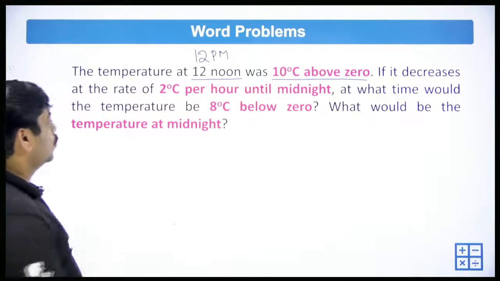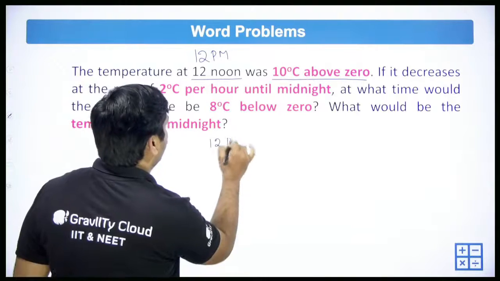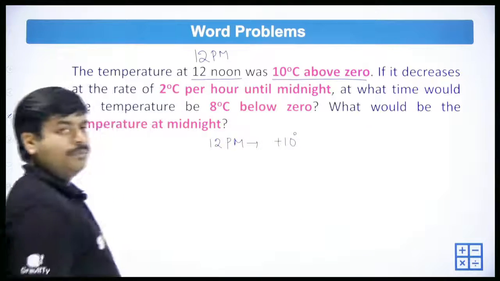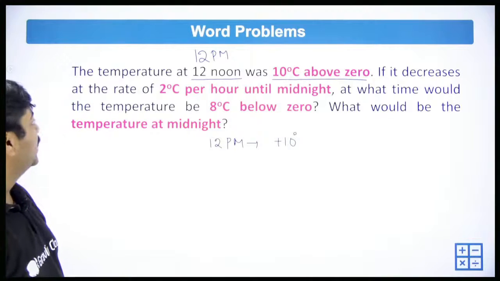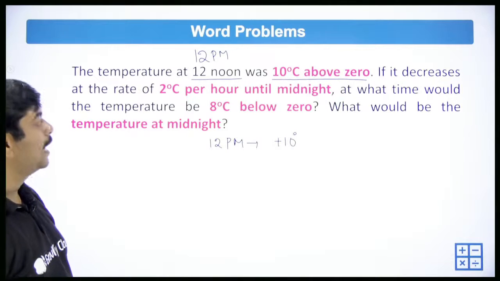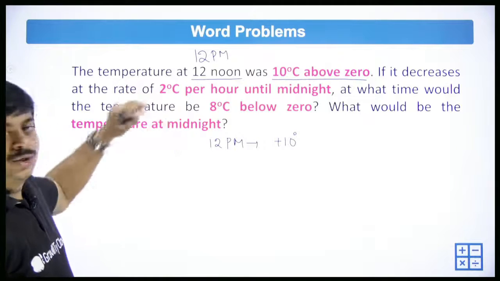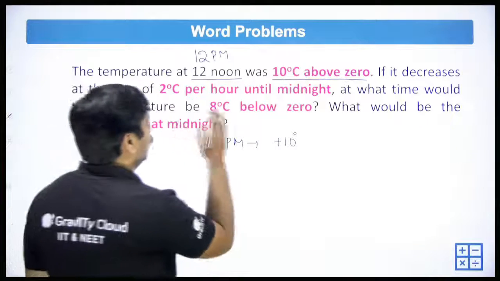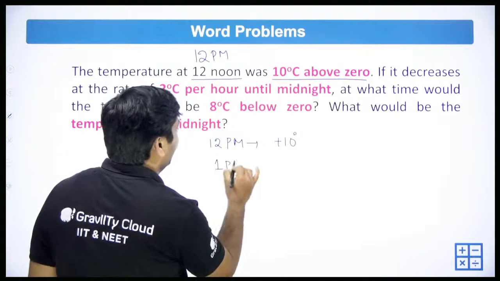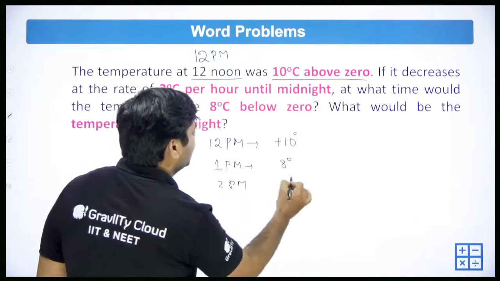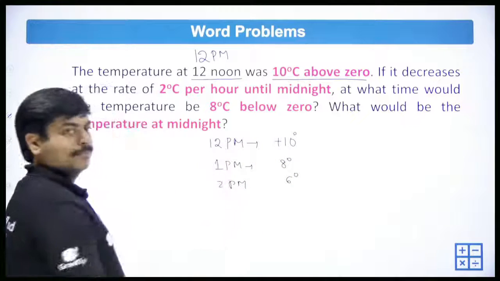At 12 noon, at 12 p.m., we have plus 10 degrees. If it decreases at the rate of 2 degrees Celsius per hour until midnight, so it is decreasing by 2 degrees every 1 hour. At 1 p.m., you will have 8 degrees, correct? At 2 p.m., you will have 6 degrees, so it keeps on decreasing.